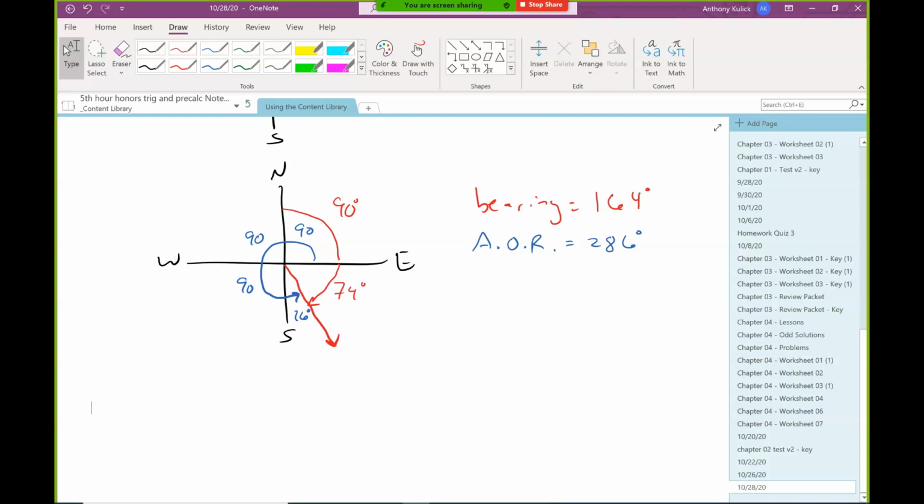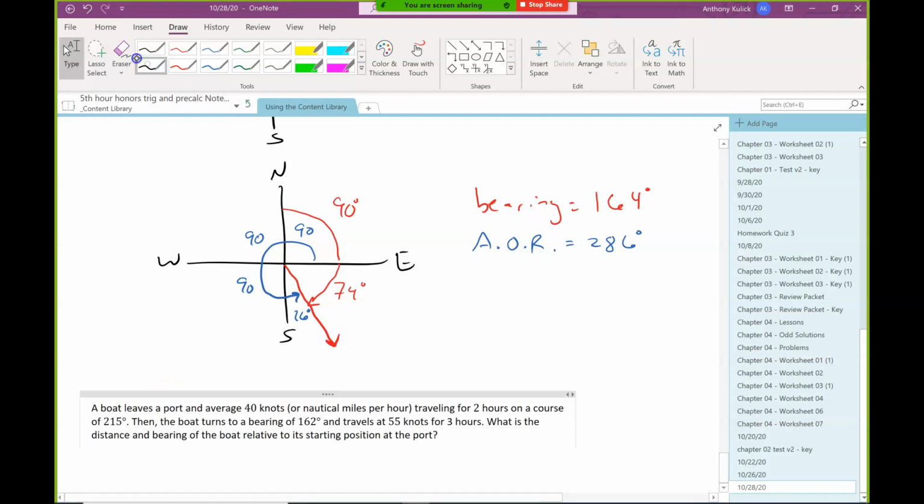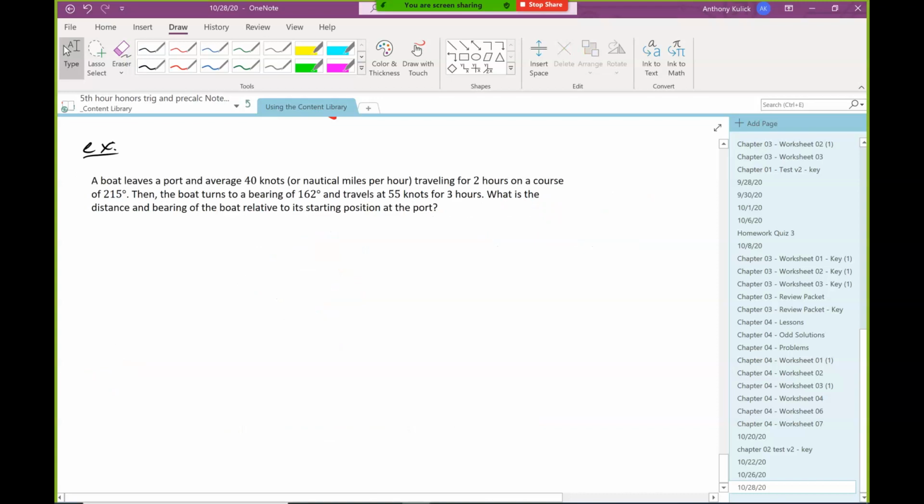So here the example says a boat leaves a port and averages 40 knots. A knot is a nautical mile per hour, so it's a measure of speed, for 2 hours on a course of 215 degrees. Then the boat turns to a bearing of 162 degrees and travels at 55 knots for 3 hours. What is the distance and bearing of the boat relative to the starting position at the port?